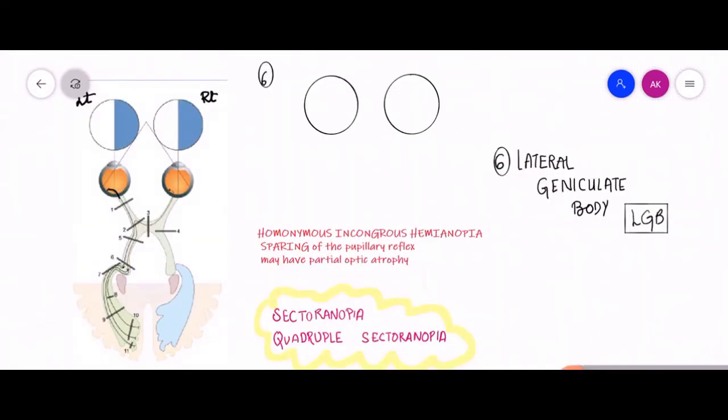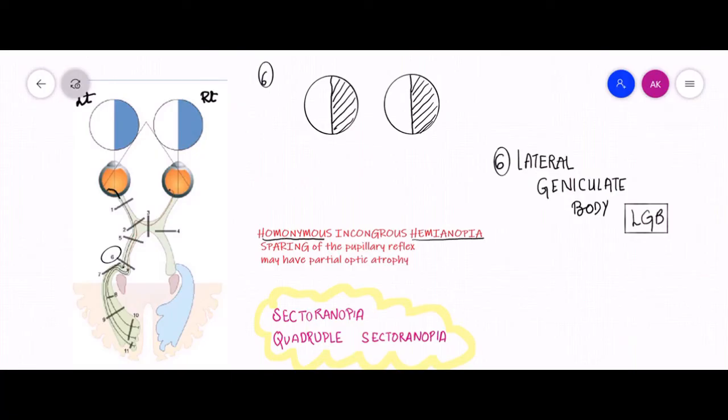Next in line are the lesions of the lateral geniculate body, which is represented by number 6 in this diagram. The lateral geniculate body is the ending of the optic tract, and the arrangement of the fibers is also the same. So they also carry the same uncrossed fibers from the temporal retina, causing a nasal defect in the ipsilateral eye, and the crossed nasal fibers, which cause a temporal field defect in the opposite eye. Since they also affect the same side of the visual field in both eyes, they will also cause homonymous hemianopia of the incongruous variety.